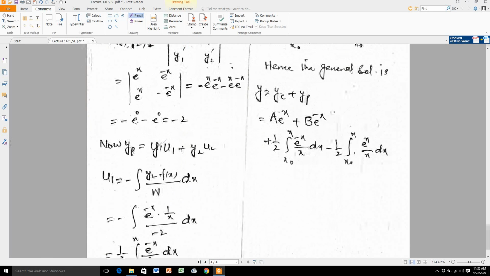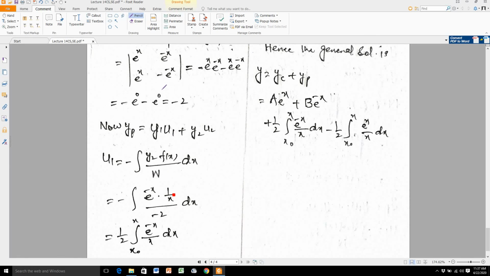Now we find yp, that is y1 u1 plus y2 u2. u1 is equal to the integral of minus y2 f of x divided by W dx. Here you substitute the value of y2, that is e raised to the power minus x, and then the value of the forcing function, that is 1 over x, divided by the Wronskian. Its value is minus 2. Here you see that when I take this 1 by 2 as a constant outside the integral, then you see e raised to the power minus x divided by x.